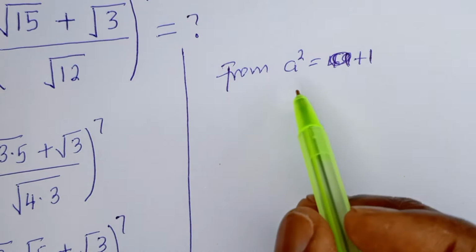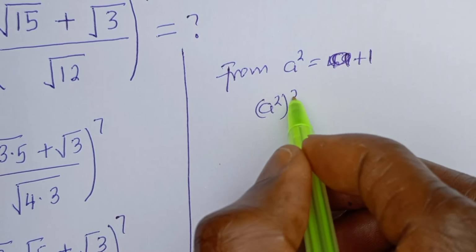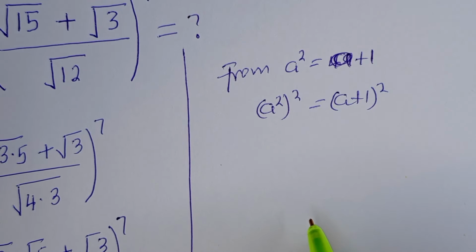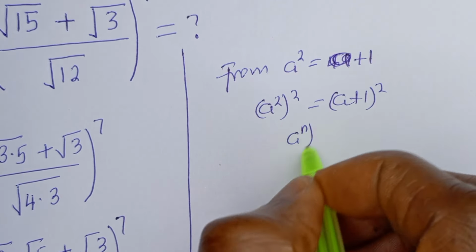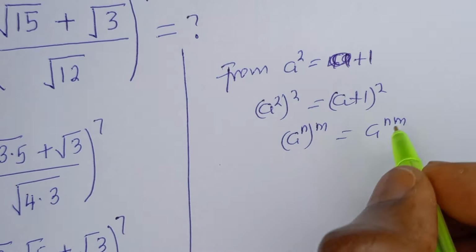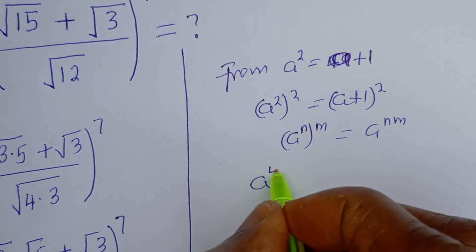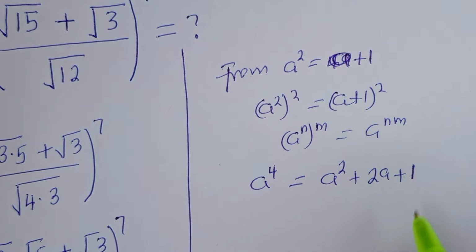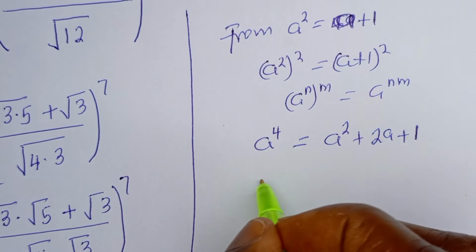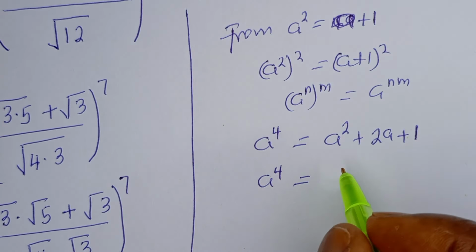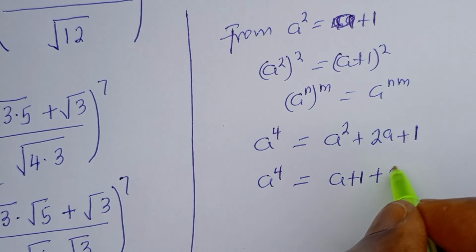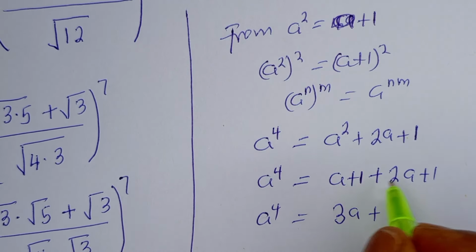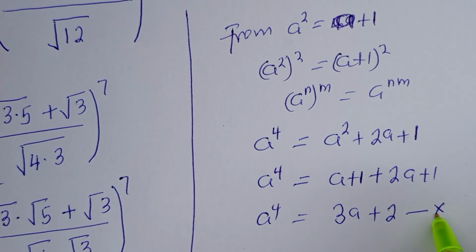From a square is equal to a plus 1, let's square both sides of this equation. A square all square is equal to a plus 1 all square. Then if you have a raised to power n to the power of m is equal to a raised to power n m, then this is a raised to power 2 times 2, that is 4, is equal to a square plus 2a plus 1. Then a raised to power 4 is equal to, we know that a square is equal to a plus 1, then we have a plus 1 plus 2a plus 1. Then a raised to power 4 is equal to a plus 2a, this is 3a plus 1 plus 1, that is 2. Let's call this equation double star.